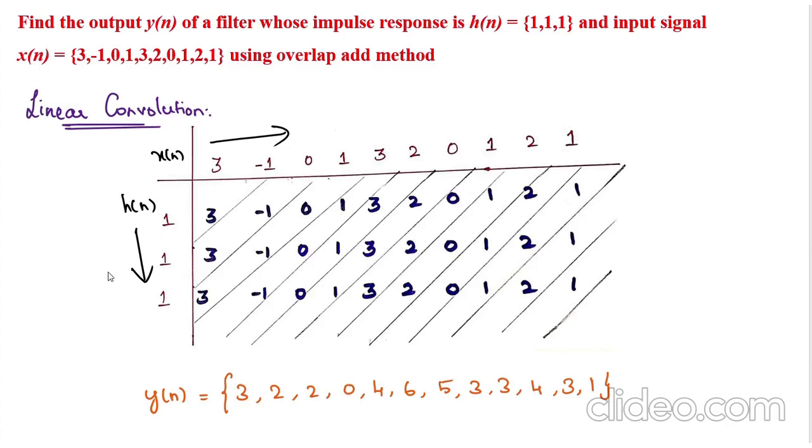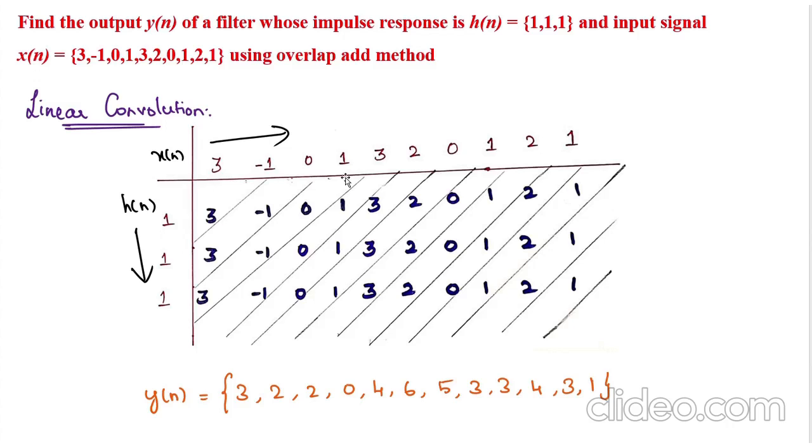Say for example, here it is 2 now. Instead of 1, if it is 2, it will be like 3 into 2, 6, minus 1 into 2, like that it will be going on. So since it is 1 here, I am leaving it. Just for making you understand, I am saying this. So you will be placing your x of n here, you will be placing your h of n here, and you will be multiplying the terms.